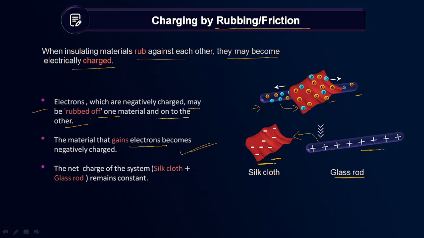So materials that gain electrons become negatively charged, and the net charge of the system, like silk cloth plus glass, will remain constant. If you consider net charge, whatever the exchange of electrons to or from both of them, that will be the same for the system, right? So net charge will remain constant.